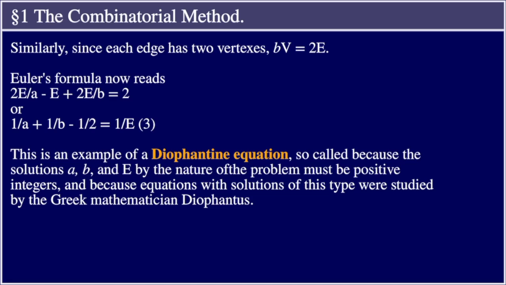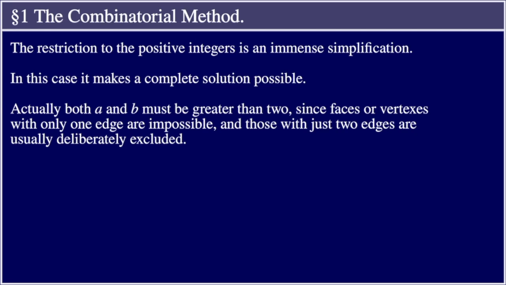This is an example of a Diophantine equation, so called because the solutions A, B, and E, by the nature of the problem, must be positive integers, and because equations with solutions of this type were studied by the Greek mathematician Diophantus. The restriction to the positive integers is an immense simplification. In this case, it makes a complete solution possible. Actually, both A and B must be greater than 2, since faces or vertices with only one edge are impossible, and those with just 2 edges are usually deliberately excluded.